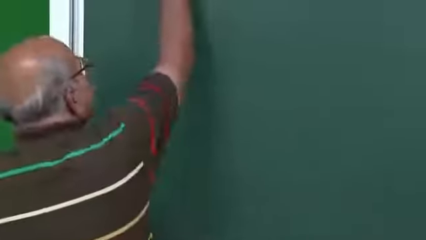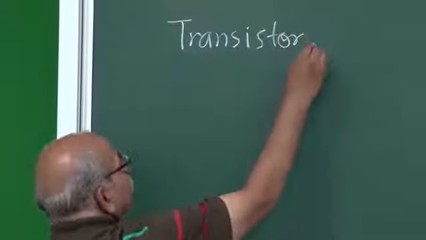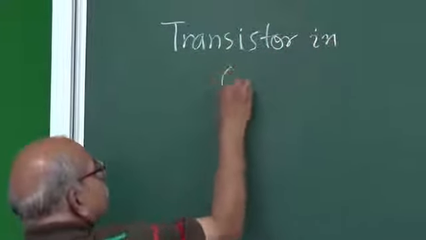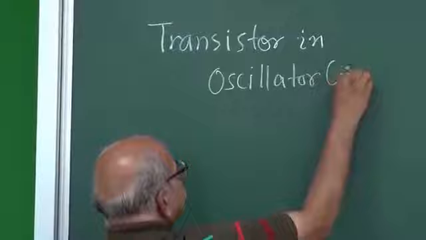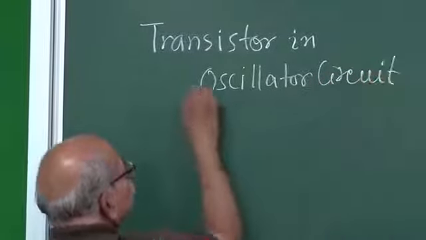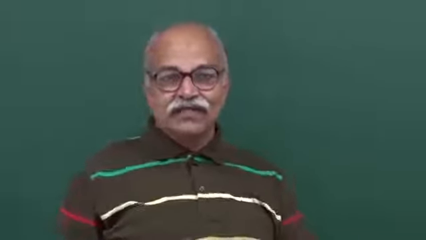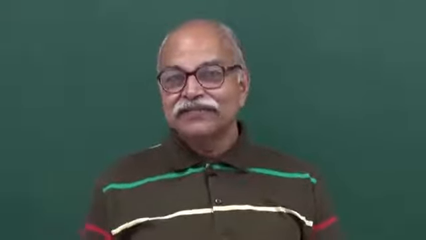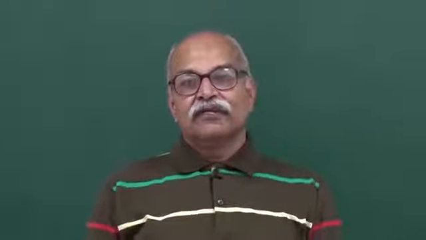So, transistor in oscillator circuit. What is an oscillator? Oscillations, everyone knows oscillations, and the one which oscillates is the oscillator. But in this electronics context, an oscillator is a circuit or an instrument which converts DC to AC.